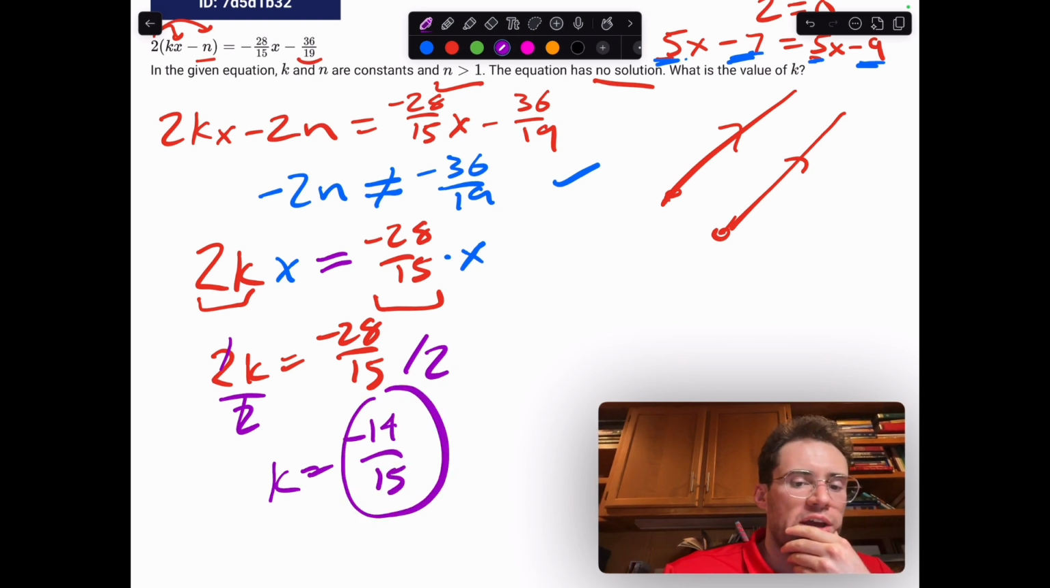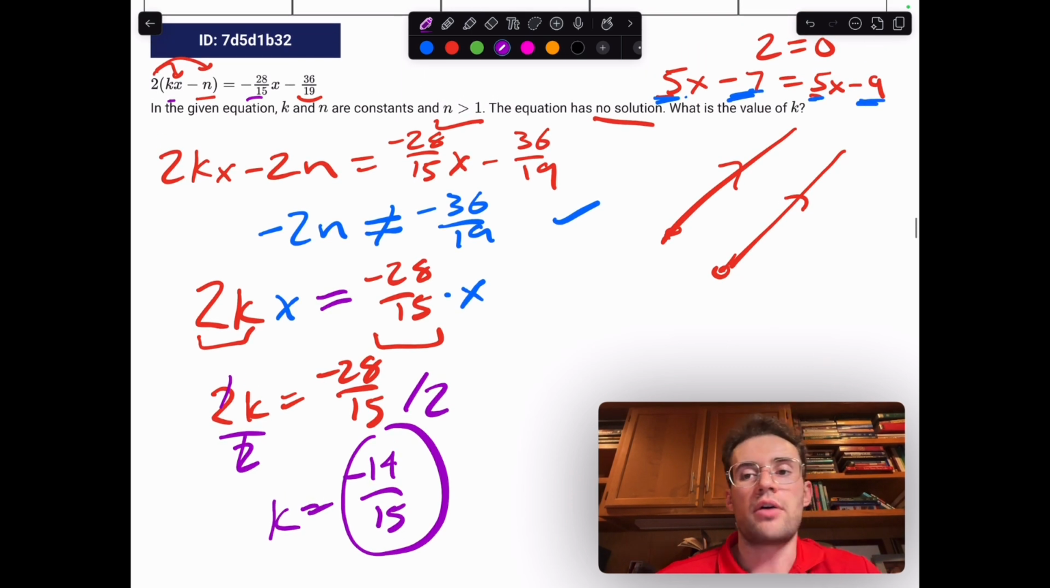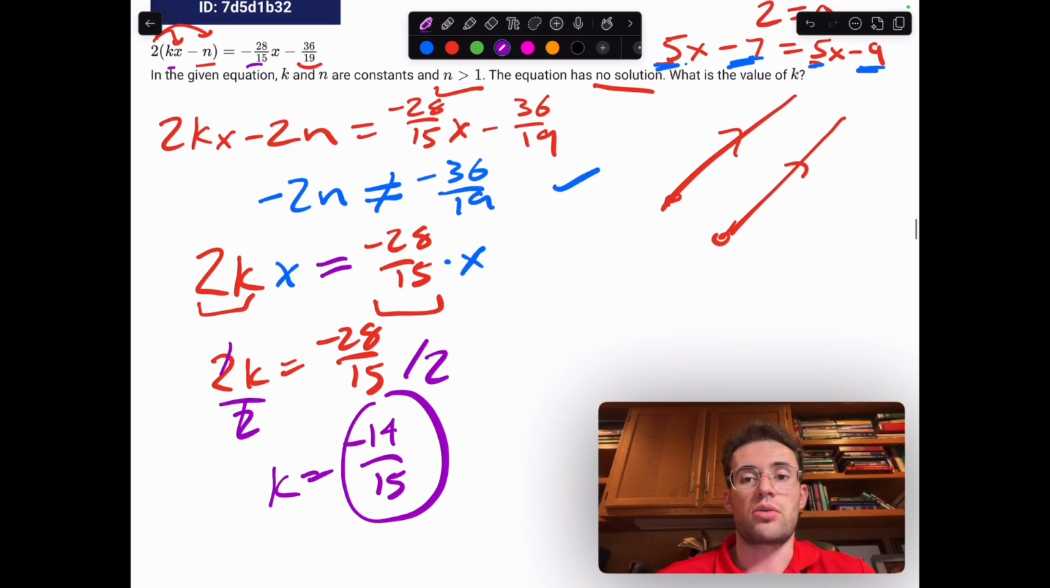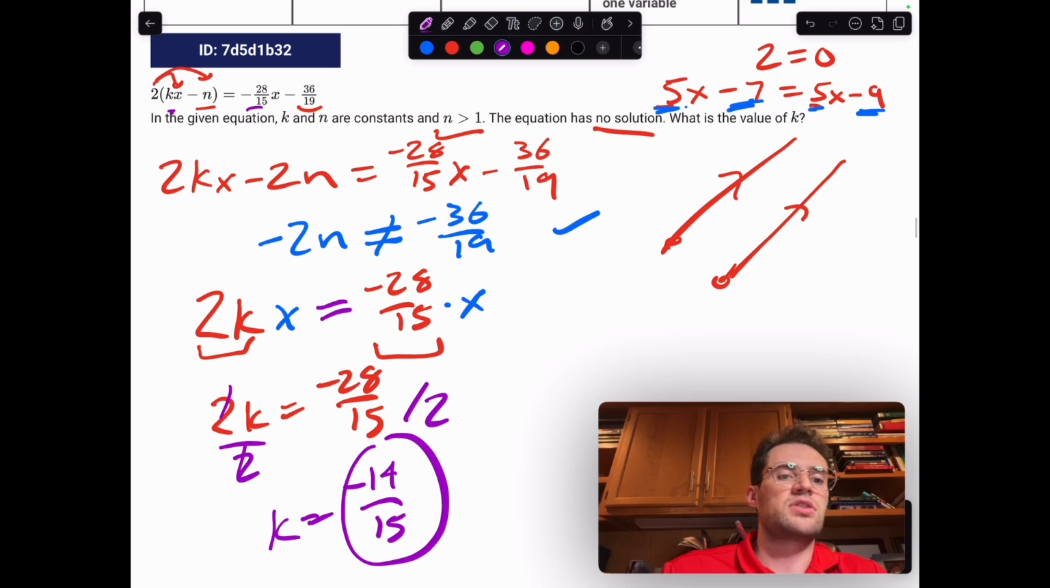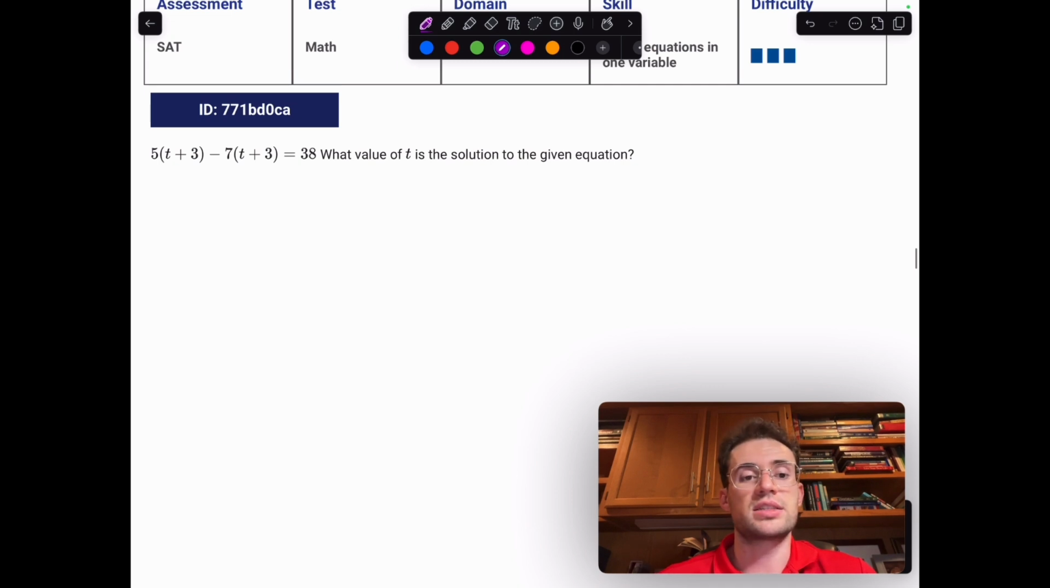All right, and just check that. 2 times negative 14 over 15 is negative 28 over 15. They'll have the same slope, right? The same value of the coefficient in front of x, but they'll have two different y-intercepts, essentially. So they will never cross, no solution. I'm treating it as if these are two different linear equations. But yeah, there's no value of x that will make these two equal if k is negative 14 over 15.